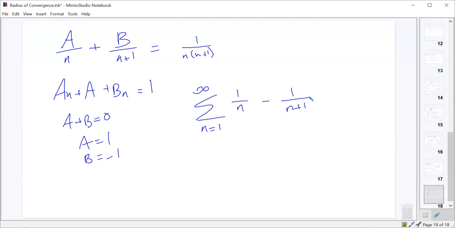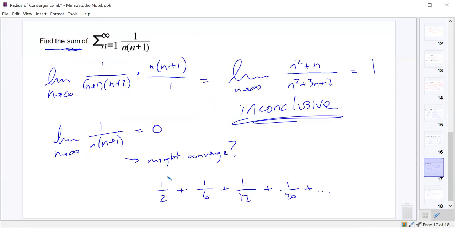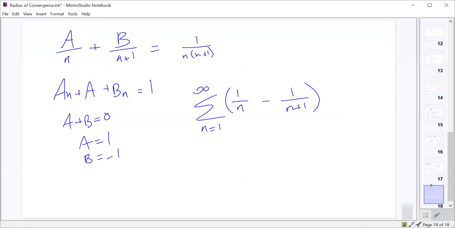And anytime we see a series that takes this form, 1 over n minus 1 over n plus 1, where it's two different terms being subtracted together within your summation, your best bet is to start writing out the terms of this series. Now, I know we already wrote out the terms of the series, but we're going to start writing them out this way.